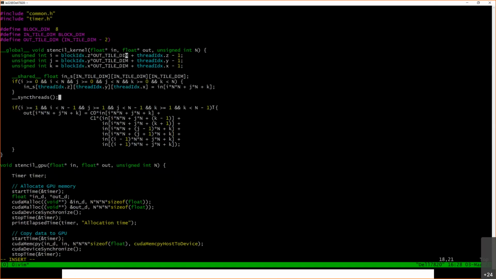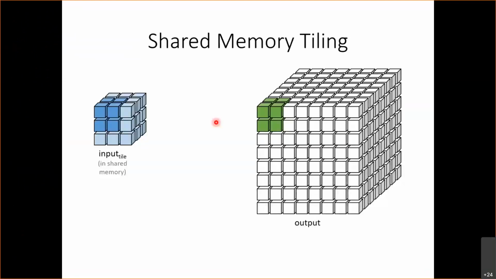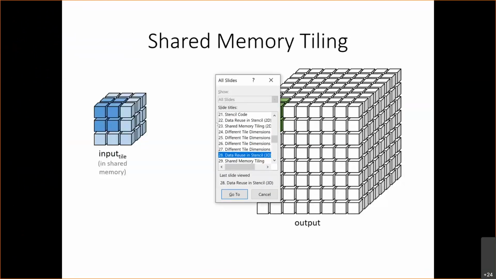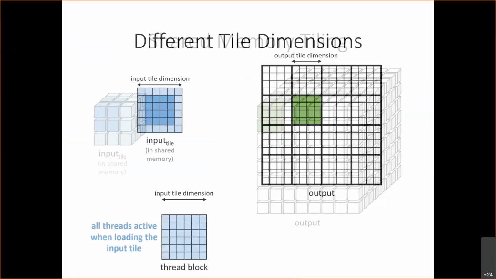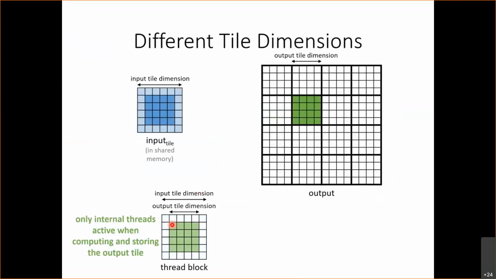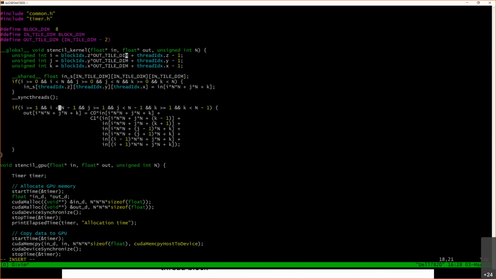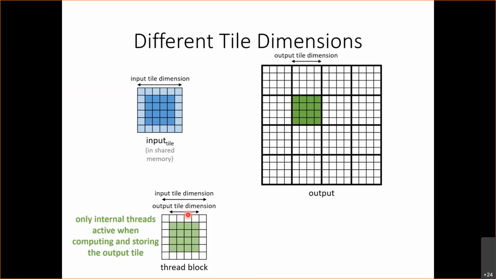But another boundary check I need to do is make sure that only the internal threads in the thread block are active during the computation, because the other threads were only responsible for loading input elements. So the way I do that is I need to make sure that my threads are also internal threads.